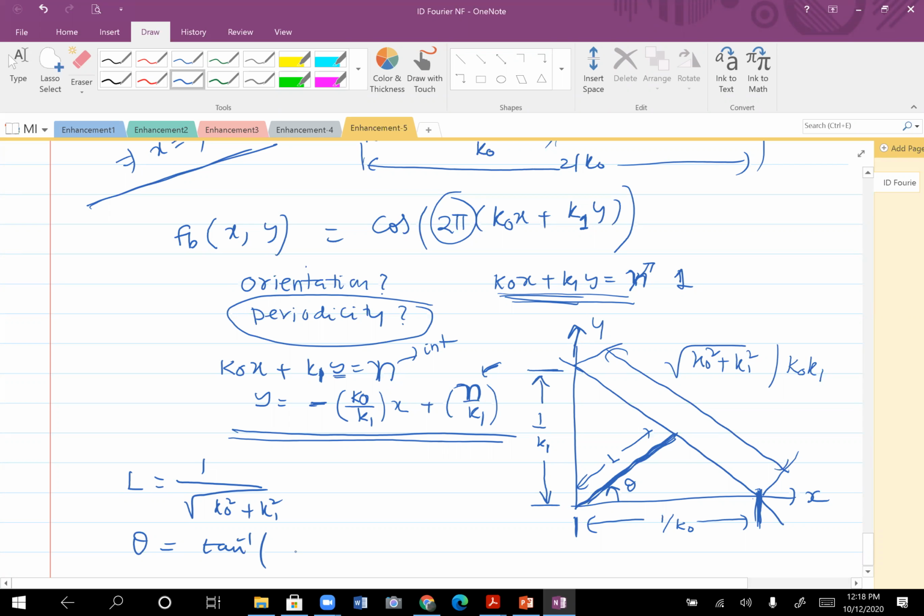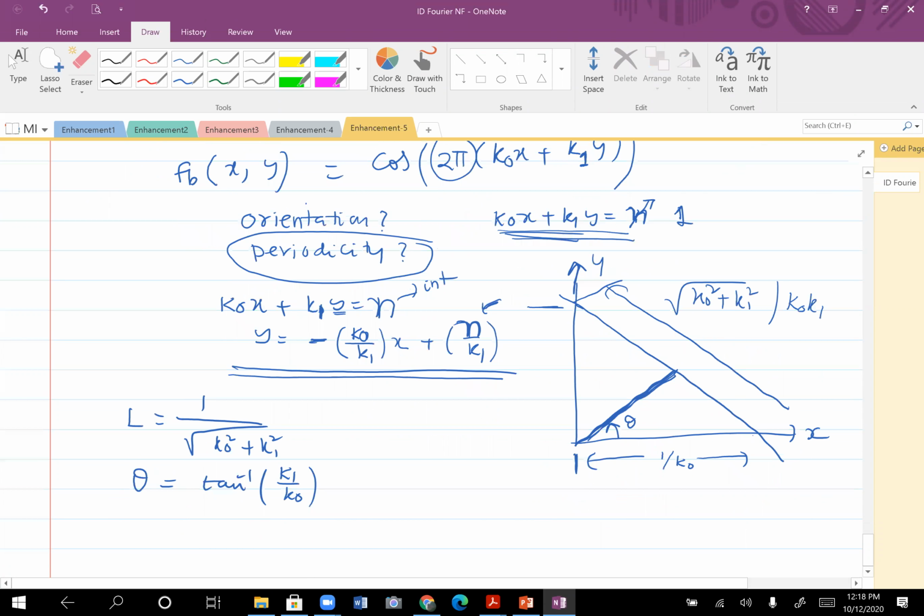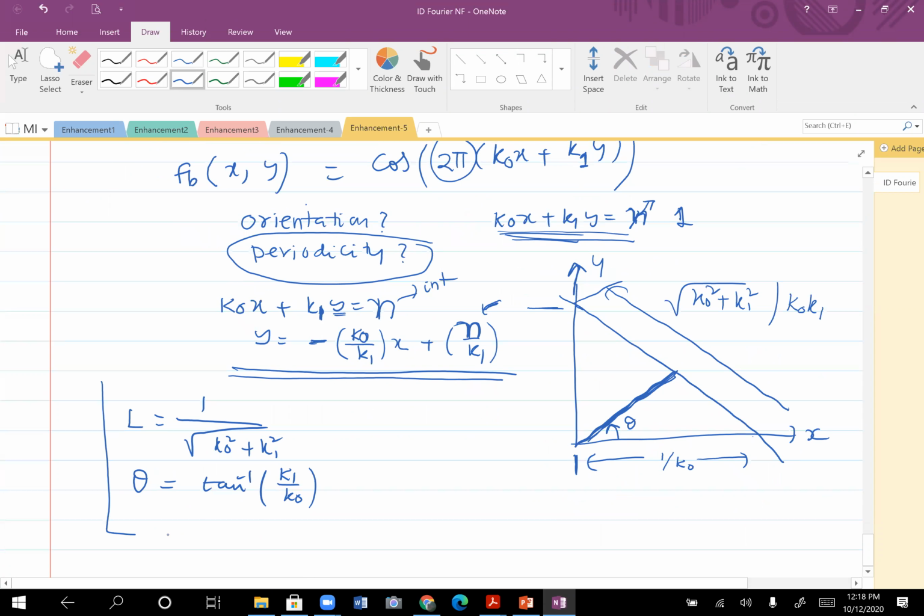Shashwat has been telling it from the last class. Now he's silent. k1 by k0. Yes. The same answer you are telling, right, Shashwat? Yes, sir. Okay, good. So that's all. These are the two values you would get.